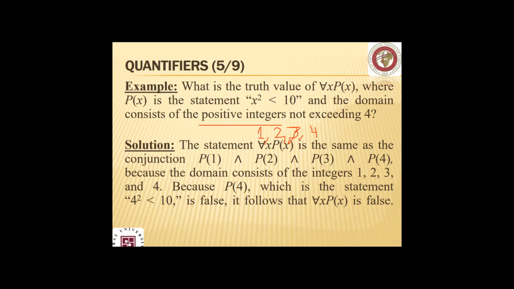3 squared is less than 10, that's also true. 4 squared is 16. So if we add this one, this is true, this is true, this is true, but this one is false. This takes us to the fact that the whole quantification here is false. Why? It's universal. If one is false, it's enough to make the whole quantifier false.